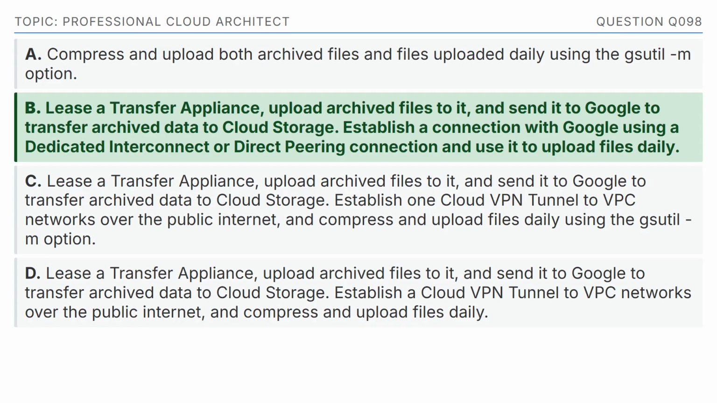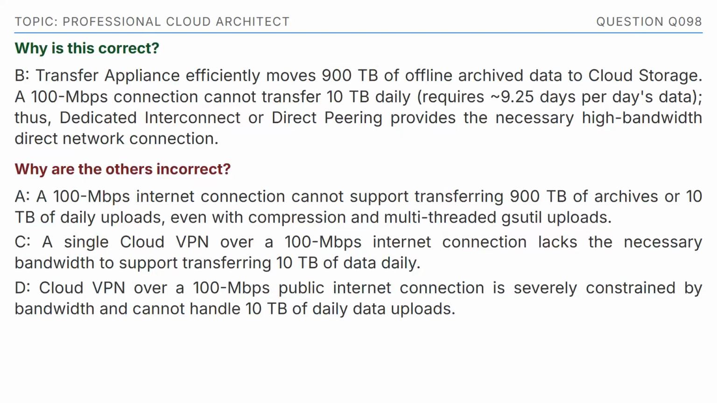Establish a connection with Google using a dedicated interconnect or direct peering connection and use it to upload files daily. Why is this correct? B. Transfer appliance efficiently moves 900 terabytes of offline archived data to cloud storage. A 100 megabits per second connection cannot transfer 10 terabytes daily, requires 9.25 days per day's data. Thus, dedicated interconnect or direct peering provides the necessary high bandwidth direct network connection.